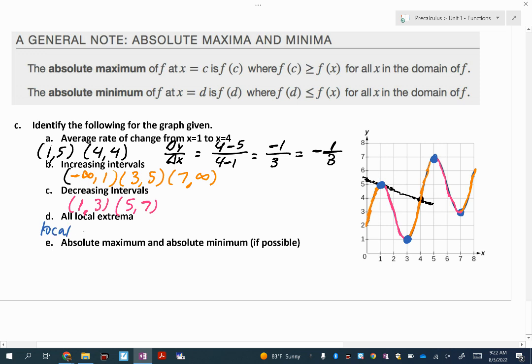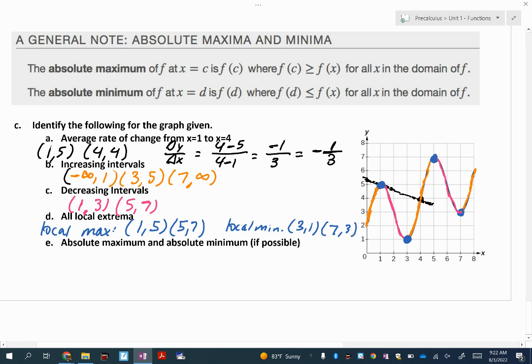So let's just do the local maximums first. That's going to be 1, 5 and 5, 7. And the local minimums are going to be 3, 1 and 7, 3.